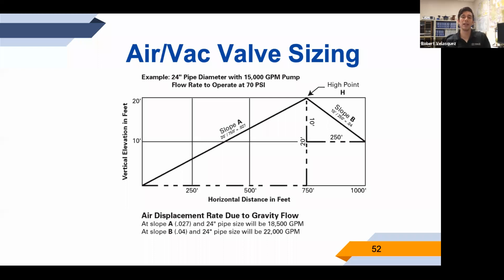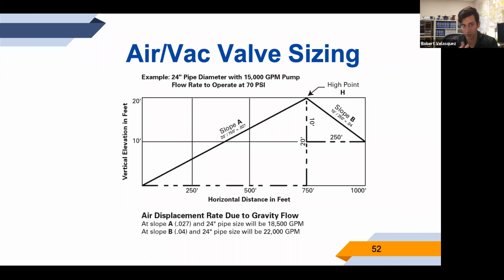We say slope A is 750 feet and it's a 20-foot drop. And so that would be 0.027. That's our angle on it. Slope B is only a 10-foot drop, but it's also only 250 feet. So it's a 0.04. Then, based on a 24-inch pipe, we can say that the air we need to get in there because of these gravitational forces is 18,500 gallons per minute and 22,000 gallons per minute. Interestingly enough, for slope B you actually need to let more air in because it's steeper. It may be shorter, but it's steeper.